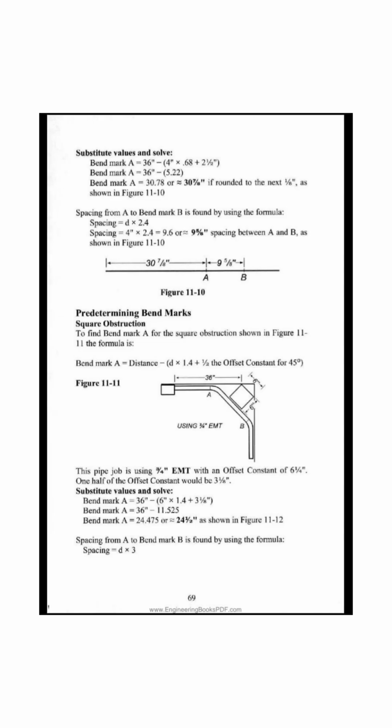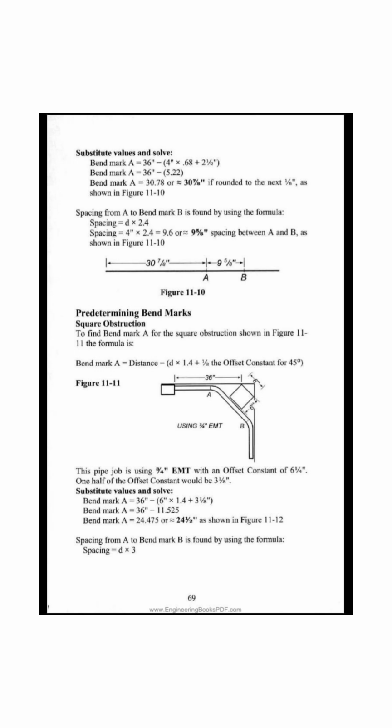Spacing from A to bend mark B is found by using the formula spacing equals D times 2.4. Spacing equals 4 inches times 2.4, equals 9.6, or 9 5/8. Spacing between A and B is as shown in figure 11-10.